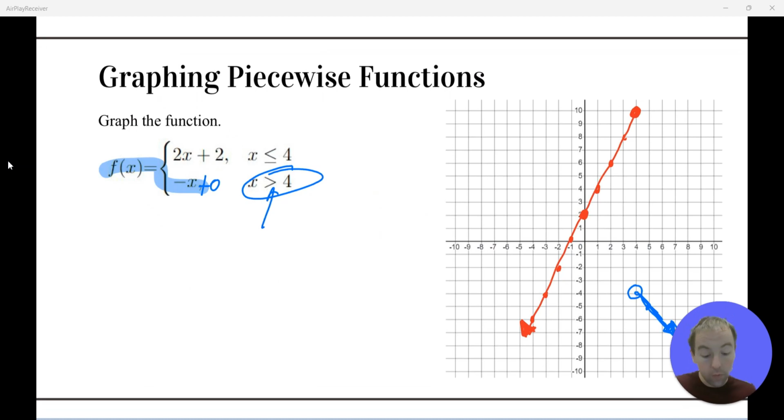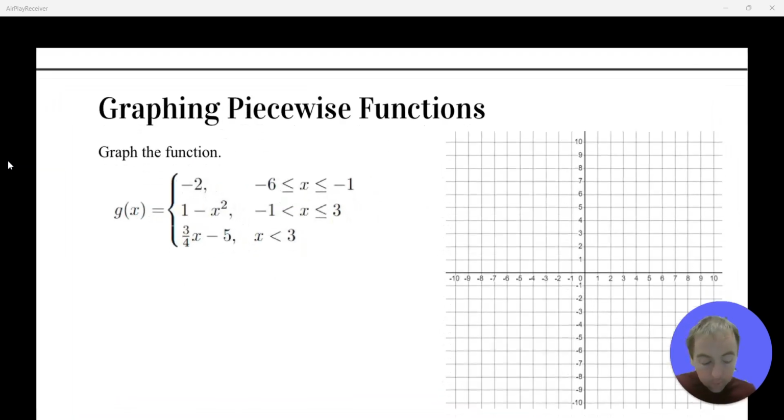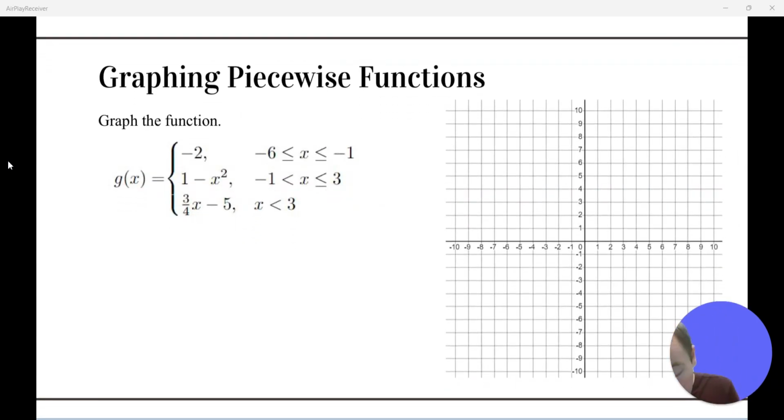So that completes that example right there. As we jump to this next example right here, we can speed through this a little bit more since you saw this first example. This is just saying g of x is going to equal -2. So that is just a horizontal line at -2. So it'd just be this line right here.